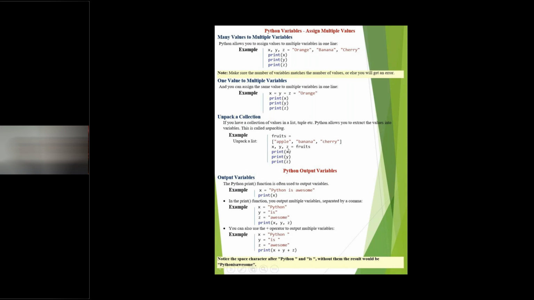We need not put equals, no need, because this is a list type of variable. Fruits is a list type. It contains a list of three string values. Now we are unpacking them by assigning that list to three different variables. You got it?